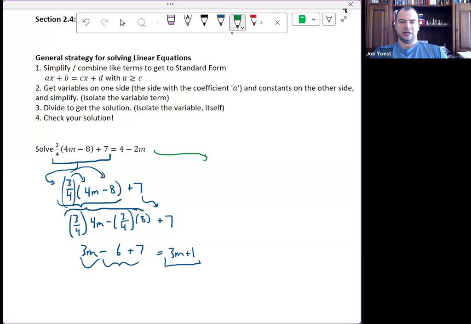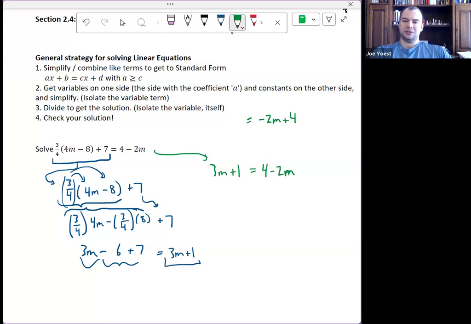So maybe in green, I'll go back up and rephrase this as 3m plus 1 equals 4 minus 2m. Now, as a little aside, I could certainly write equals negative 2m plus 4. There's absolutely nothing wrong with that. That's perfectly good math, and frankly, that's a perfectly good way to write it too.